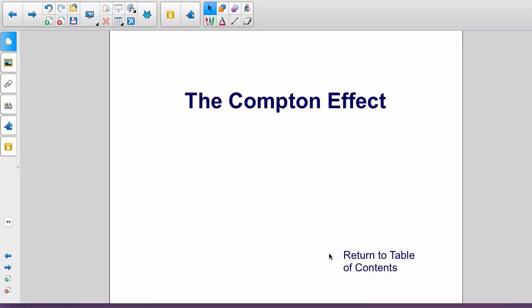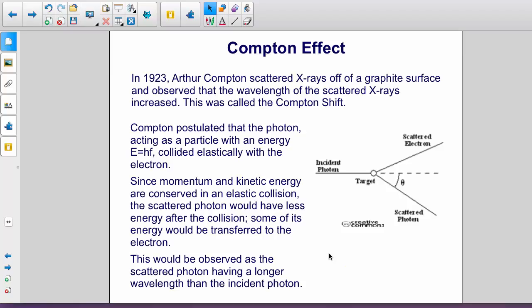The Compton Effect. We mentioned Arthur Compton before, and so we return to him now. In 1923, he scattered X-rays off a graphite surface and observed that the wavelength of the scattered X-rays increased. That is, their frequency decreased. This was called the Compton shift.